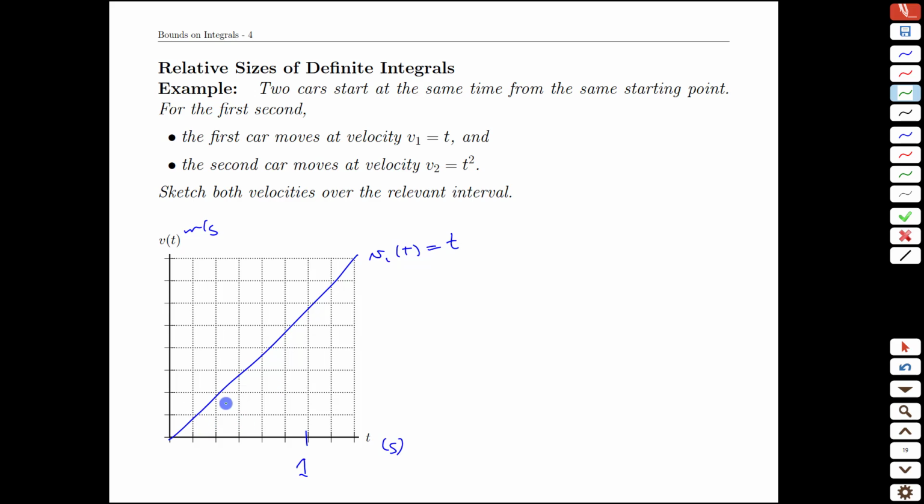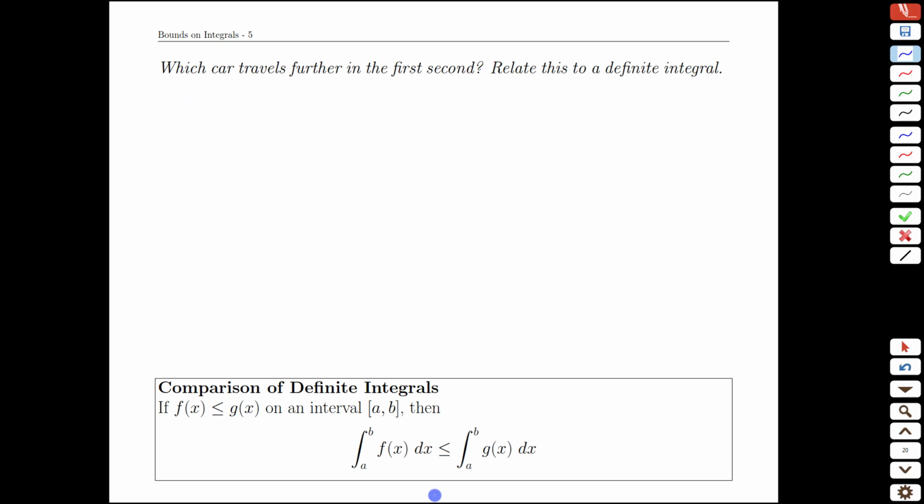The second velocity is given by the formula t squared, and we just have to be careful here that the parabola actually starts flat and then goes higher afterwards. And so on this interval from 0 to 1, the second car, the parabola, is actually moving slower than the first car. After 1 second, the parabola wins, we're going faster in car 2. But on this interval 0 to 1, the green line is always below or just touching the blue line. Understanding how they are moving relative to one another, we can ask which car travels further in the first second.